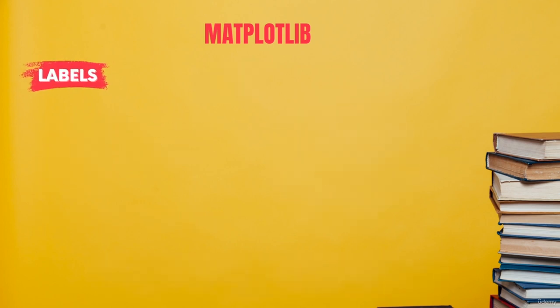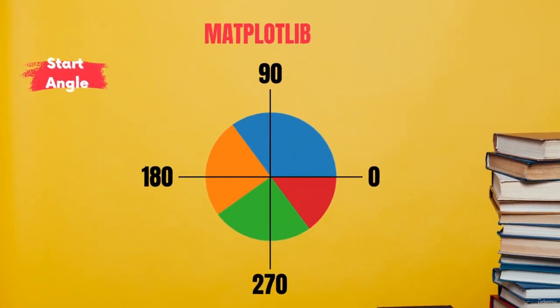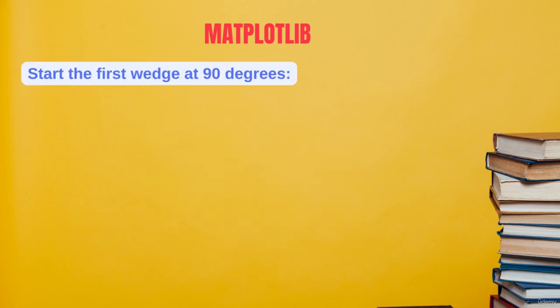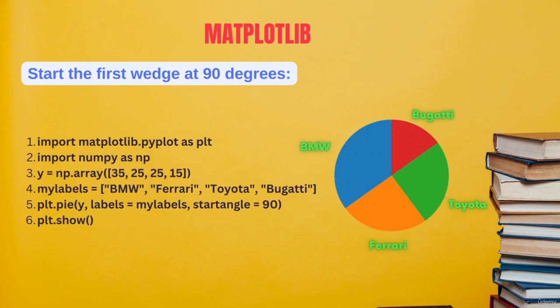We can also add labels to the pie chart with the label parameter. The label parameter must be an array with one label for each wedge, like this one. As we mentioned here, the default start angle is the x-axis, but we can also change the start angle by specifying the startangle parameter. The startangle parameter is defined with an angle in degrees. The default angle is 0. Start with the first wedge at 90 degrees. This is the graph that you're going to find if you follow this code.